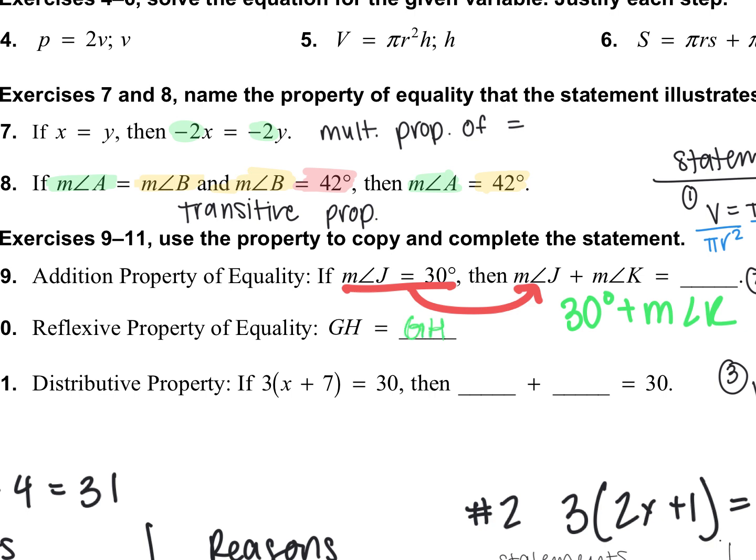And the last one, distributive property, what would my first blank be? Yeah. Good. And what would my next blank be? Good. All you're doing is distributing it. Do we have any questions? No. No? Okay.